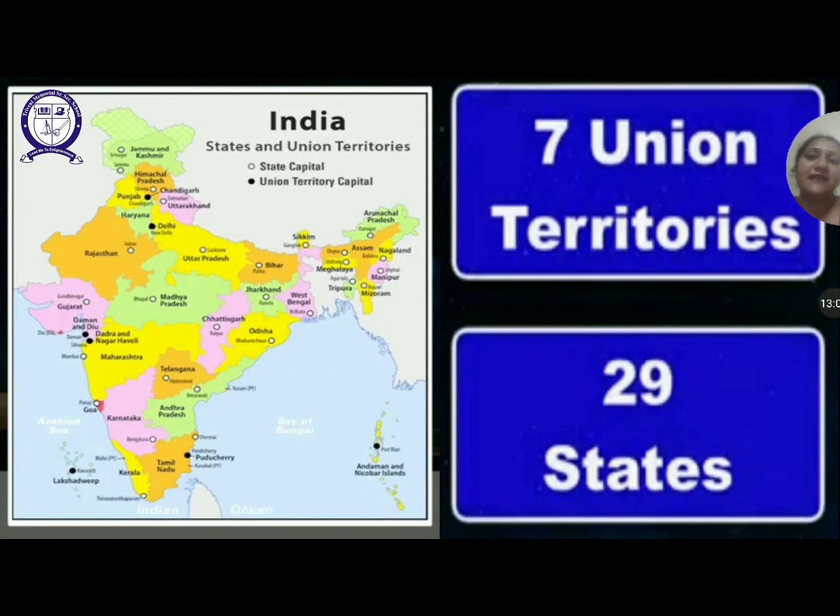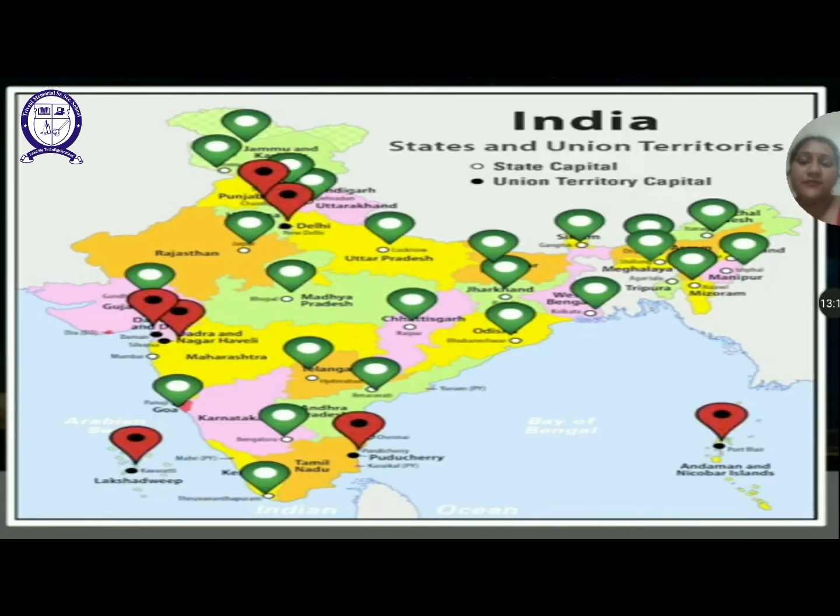India has 7 union territories and 29 states. You can see here the states and the union territories of our country. There are Delhi, Daman and Diu, Dadra and Nagar Haveli, Lakshadweep, Andaman and Nicobar, Puducherry. These are the union territories, and the other 29 states are there.